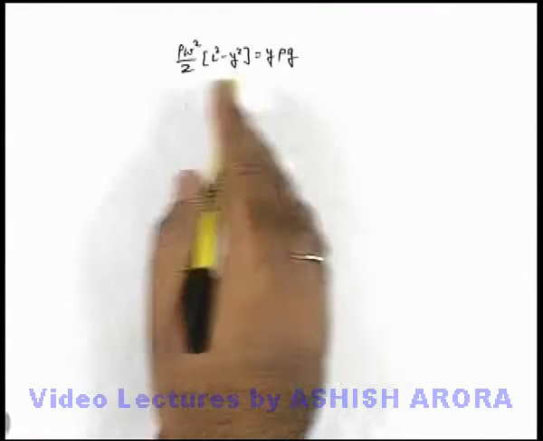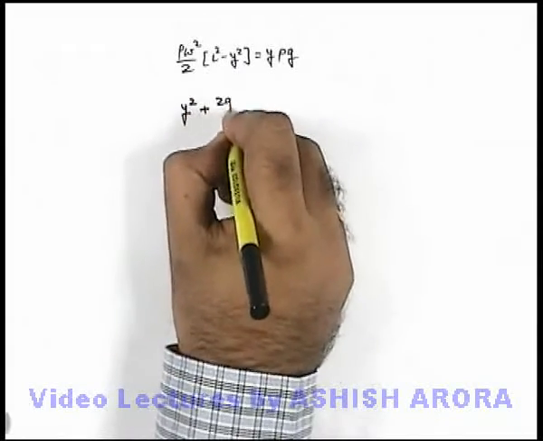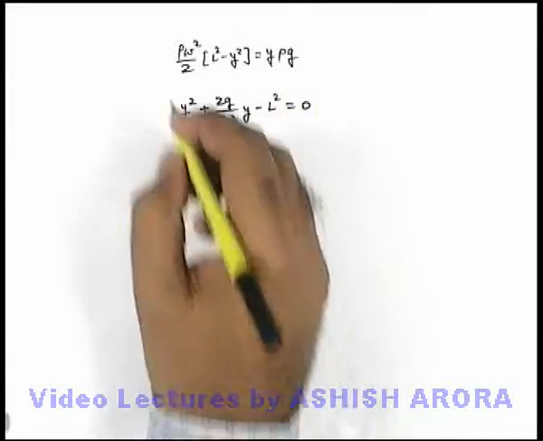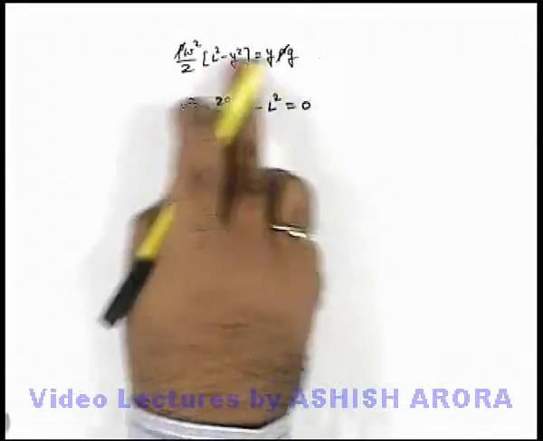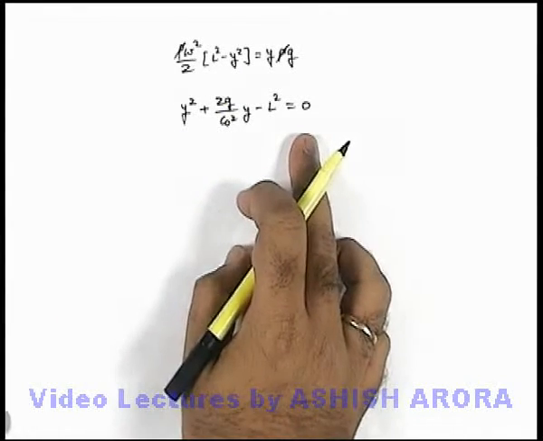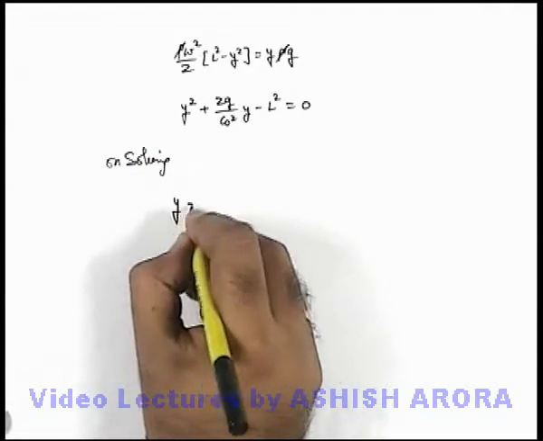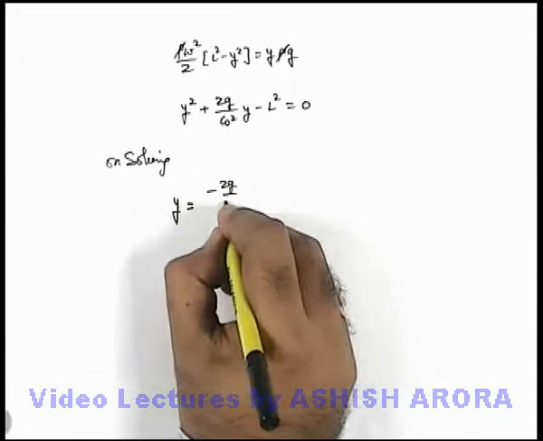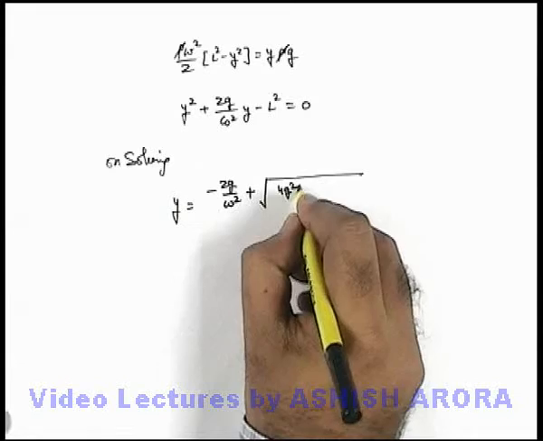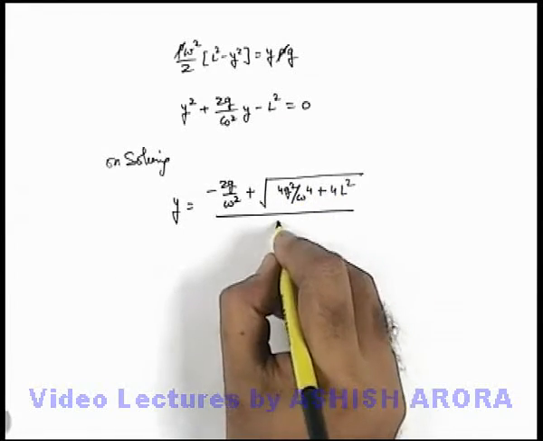So this is the equation which can be further simplified as y square plus 2g by omega square y minus L square is equal to 0, as rho gets cancelled out, and on simplifying we can transform it into a familiar quadratic form. On solving this equation we get the value of y to be minus 2g by omega square plus root of 4g square by omega to power 4 plus 4L square, divided by 2.